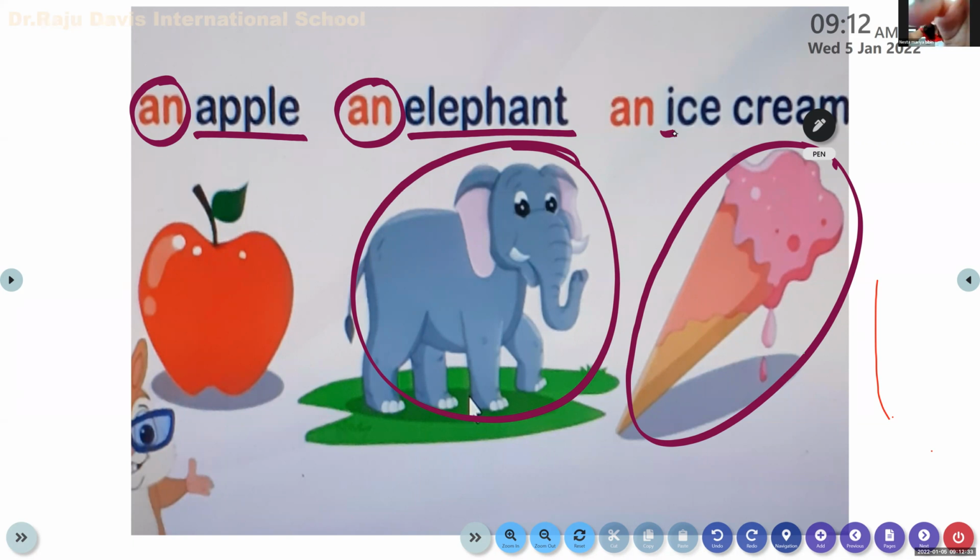So we have to use ice cream. Yes, very good. Have all of you understood? If a word begins with a vowel letter, then we have to use "an" before the word, if you're talking about one. All these are: an apple, an elephant, an ice cream. Okay, now let's move on to the next slide.